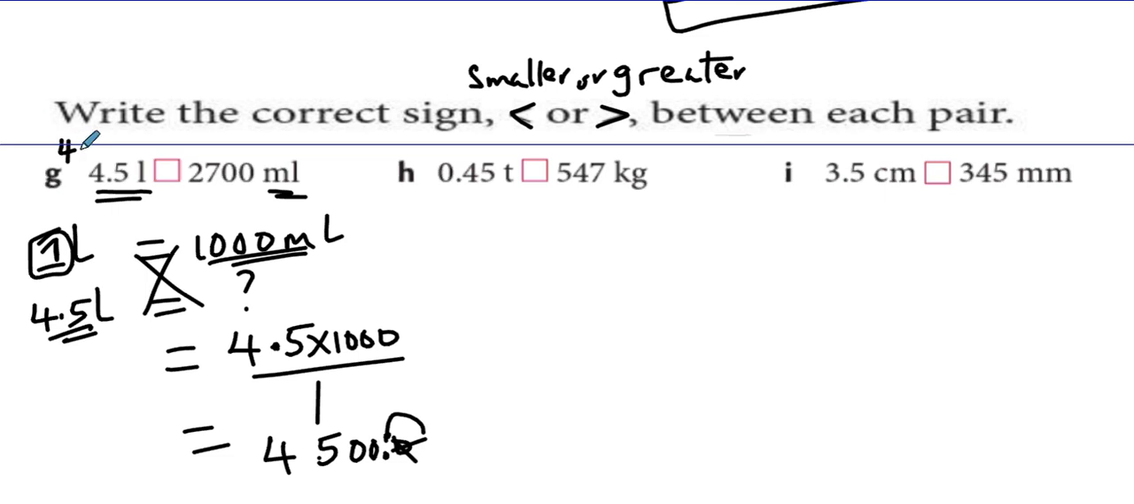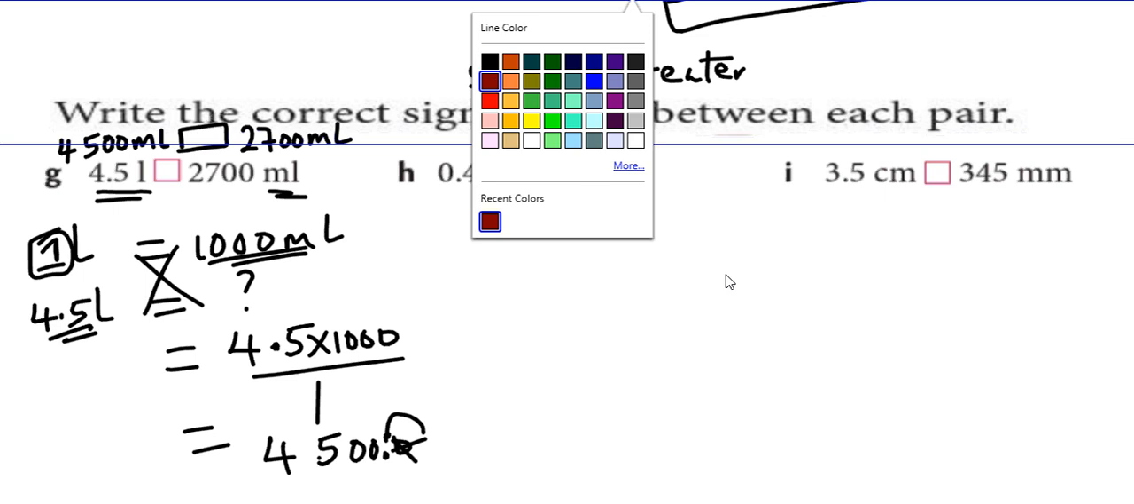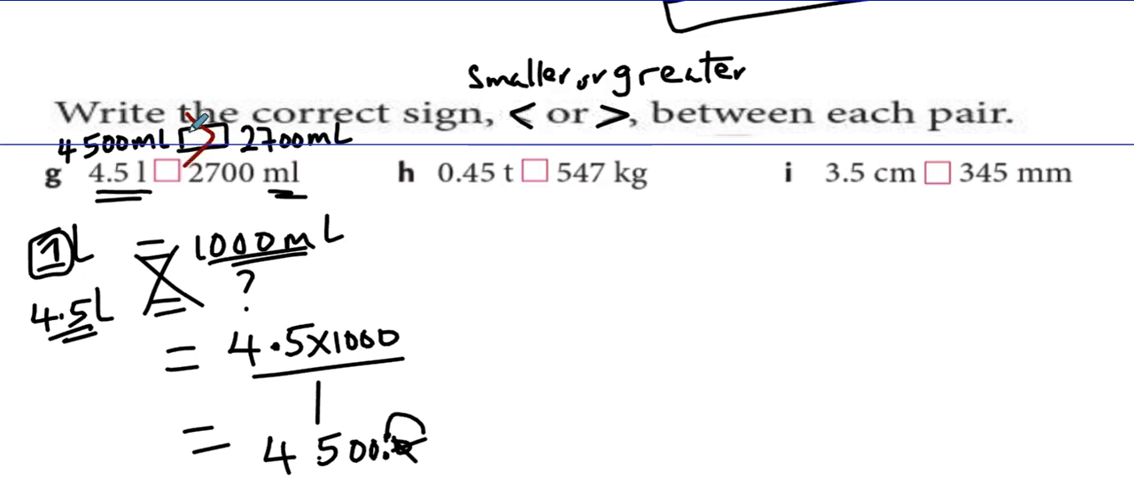So 4500. This is milliliter. Now you compare that with 2700 milliliter. Now you find that 4,500 is bigger than, so you keep this symbol, is bigger than 2700 milliliter. So the symbol you put here is that symbol.